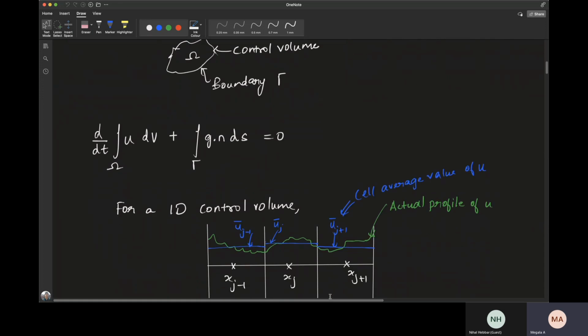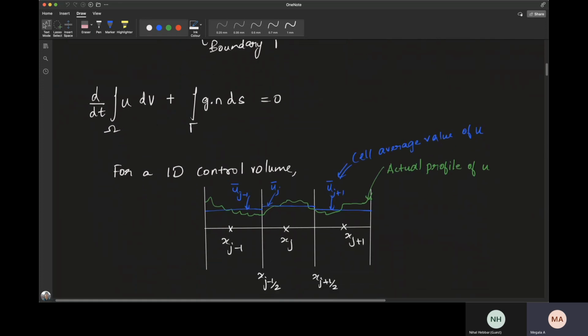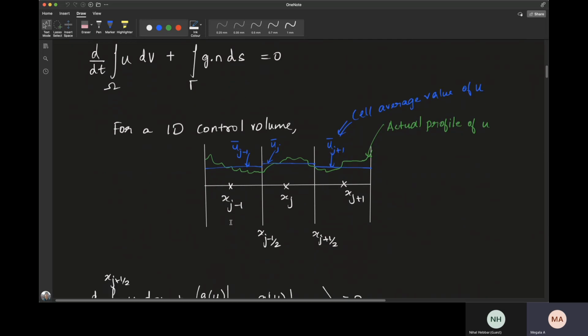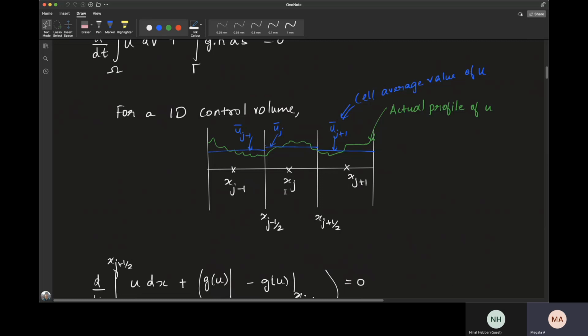For a one-dimensional control volume, let's just consider a 1D physical domain which is divided into some control volumes. So we have three control volumes with three cell centers, xj, xj plus 1 and xj minus 1, and xj minus half and xj plus half are the cell interfaces for the cell xj. So now the physical domain has been split up into three control volumes here.